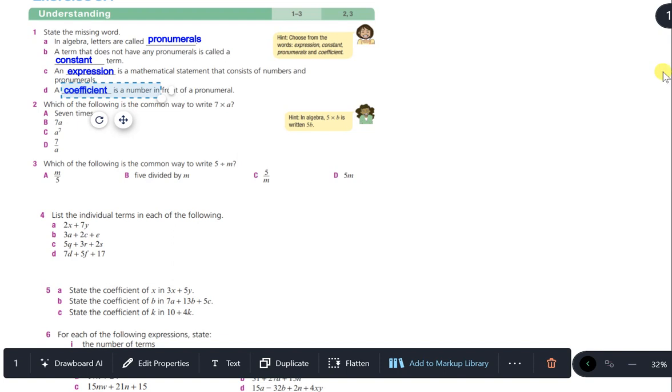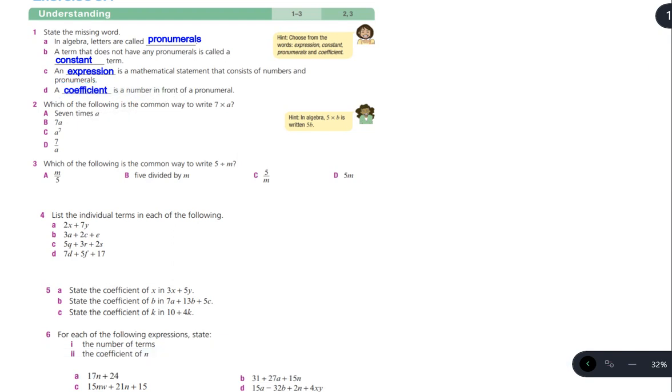Alright, done. Now we need to look at which of the following is a common way to write 7 times a. The way that we do 7 times a will be 7a. So the pronumeral is the letter, the coefficient is the number in front. When you've got them together, that will mean multiplication. When it comes to which of the following is a common way to write division, 5 divided by m, it will be a fraction, 5 over m.